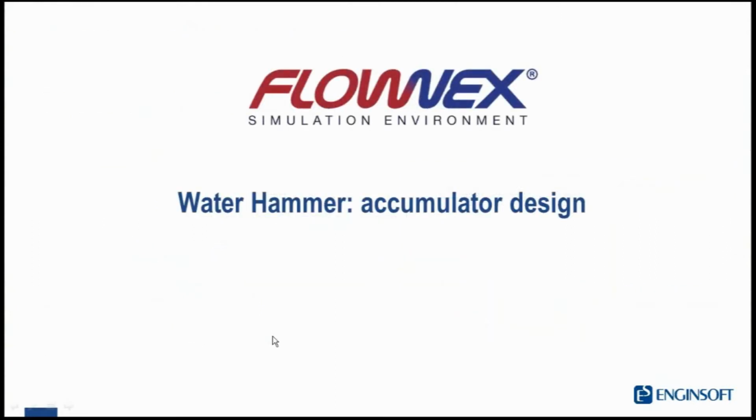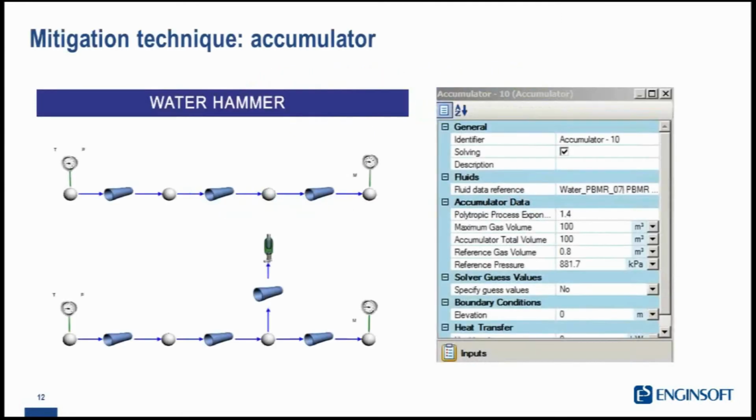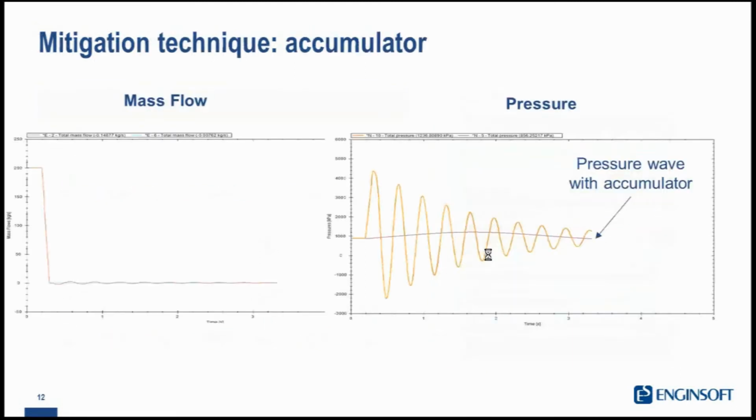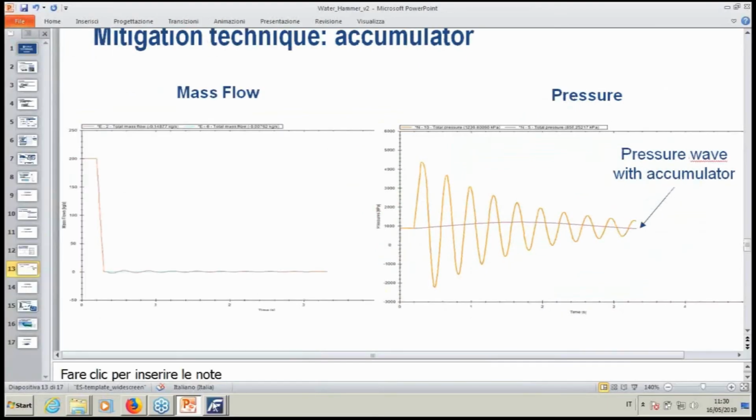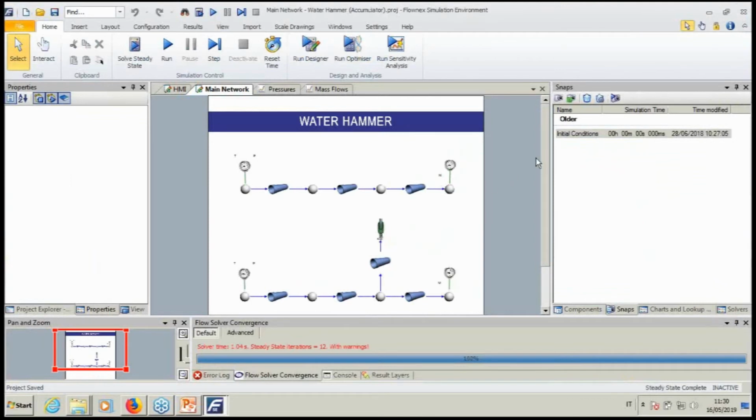Then you have to, let's say, prevent the water hammer effect. So you have the possibility to simulate an accumulator. So you are able to introduce in a pipeline an accumulator and fill in the information about the volume of the accumulator and the reference gas volume, and you are able to design and dimension this kind of accumulator to prevent the water hammer effect.